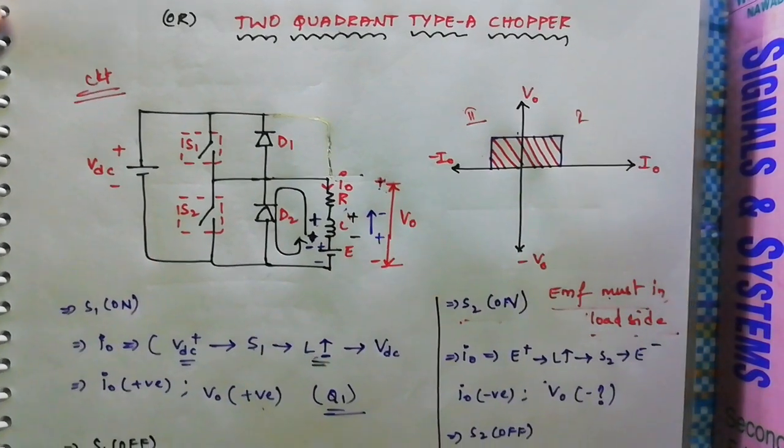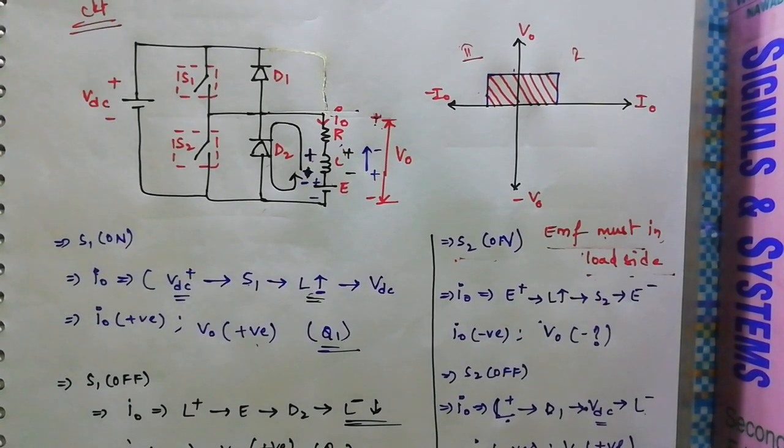So this is about the two quadrant type A chopper, or you can call it the class C chopper.